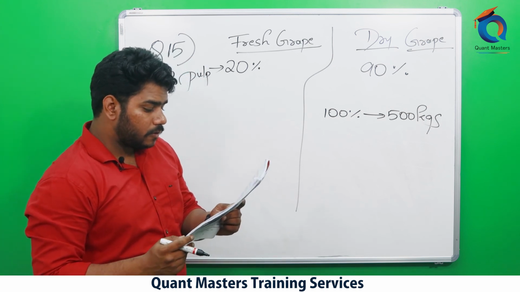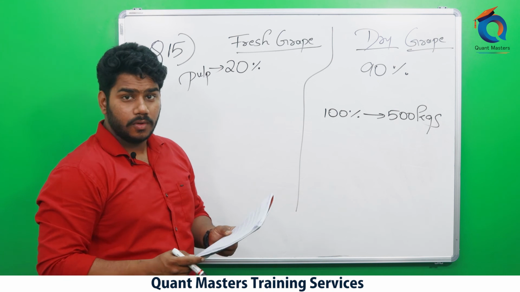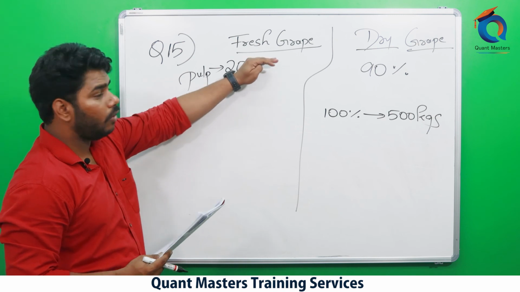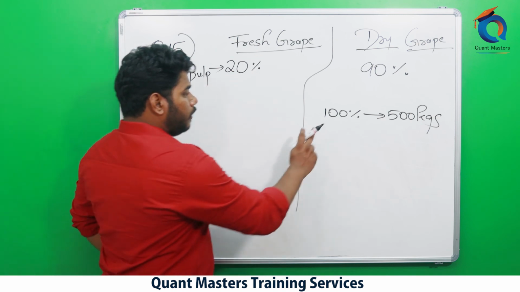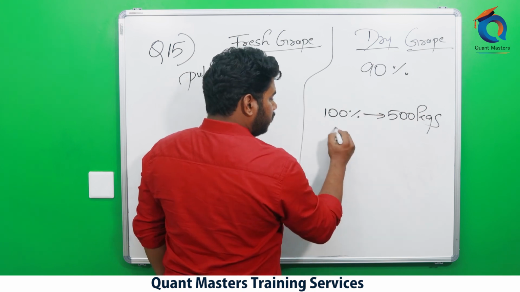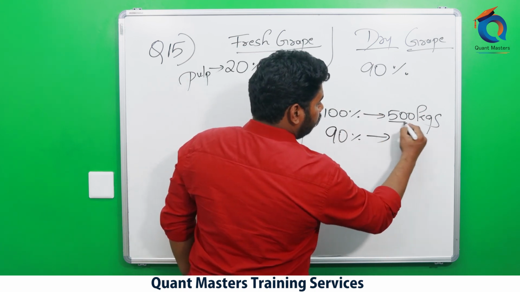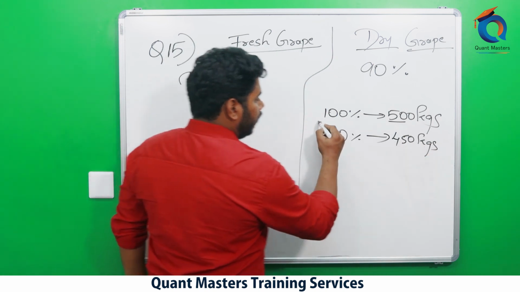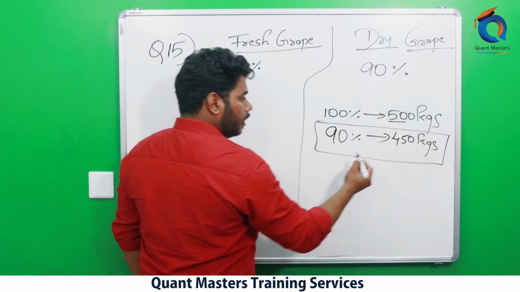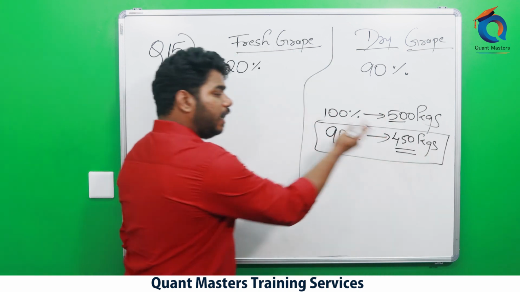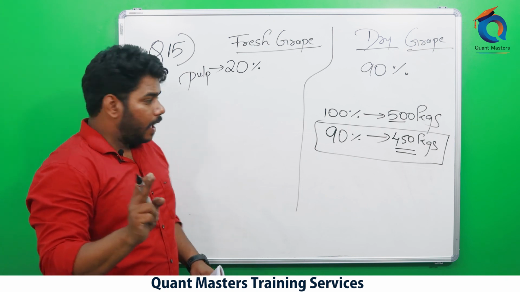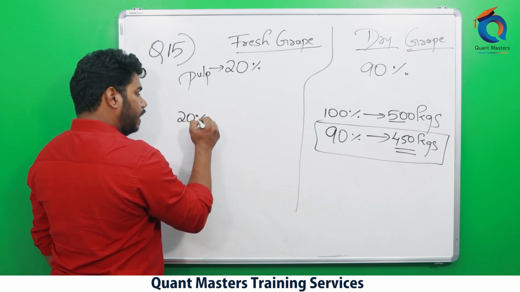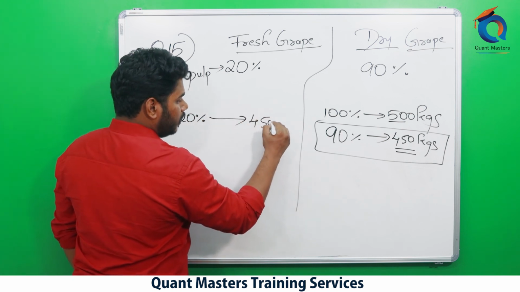Then what is its total weight when it is fresh? So they are asking what is its total weight when it was fresh, which means I have to find the weight of fresh grape. Clear? Now, if 100% is 500 kg, can I say 90% will be 50 less, that is nothing but 450 kg? So can I say 90% of dry grape is the pulp content, which means in 500 kg, 450 kg is the pulp content. Am I right? And can I say pulp in fresh grape is how much percent? 20%.